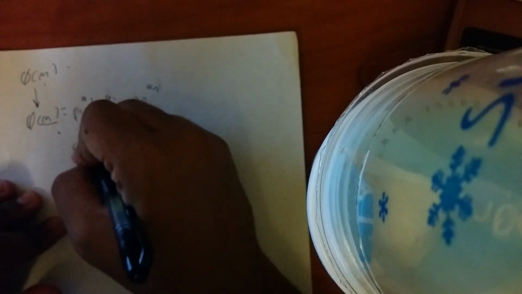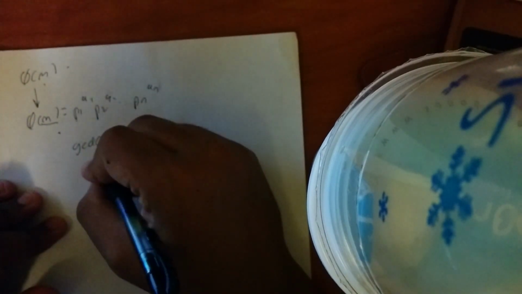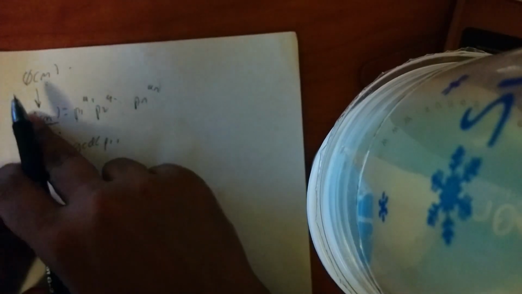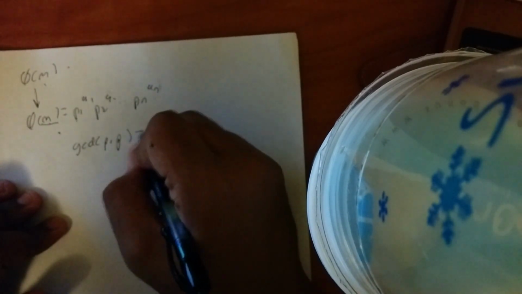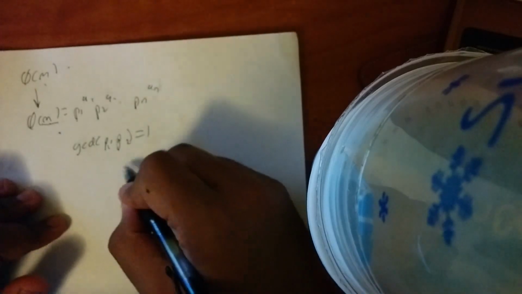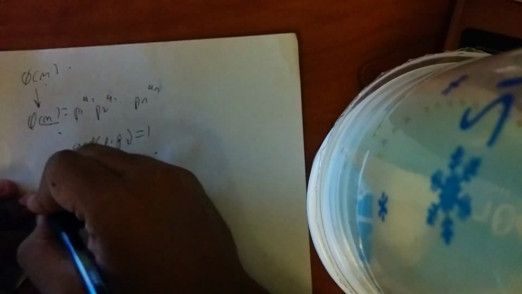So then remember φ is multiplicative. This function is multiplicative if you choose the right factors, like any prime combinations, because we know that the GCD of p1 and p2 is always going to be 1.